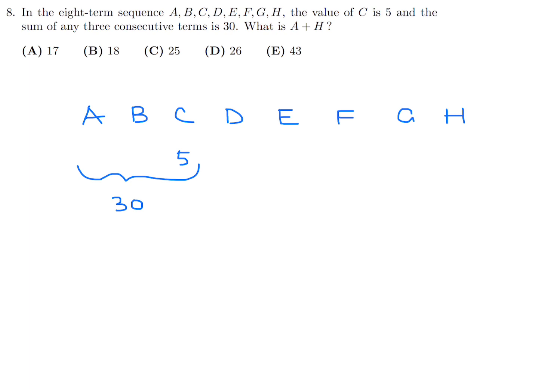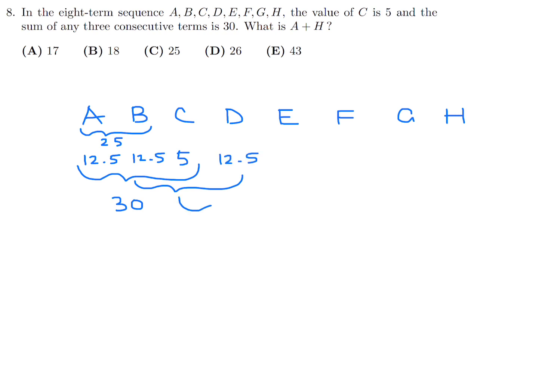So A plus B plus C is equal to 30. So let's just say if that is true, that means A plus B must be equal to 25. And let's just say it's evenly distributed. So 12.5, 12.5 like that, right? Why not? If you continue in this manner, B plus C plus D is also equal to 30, and that would mean that D is 12.5.